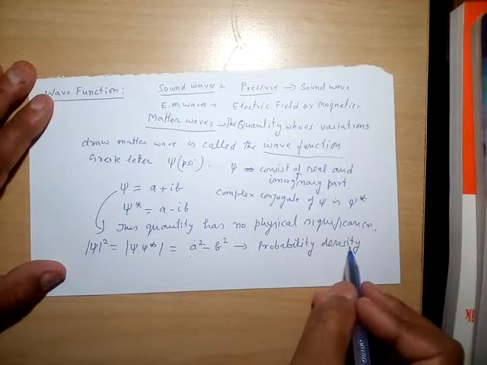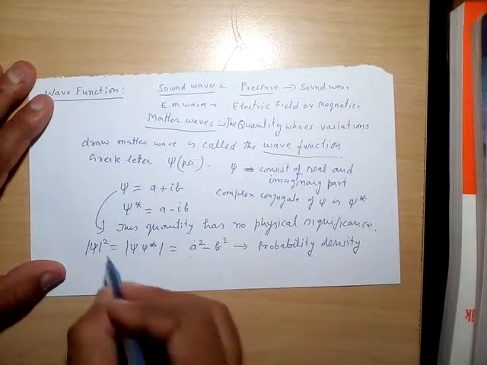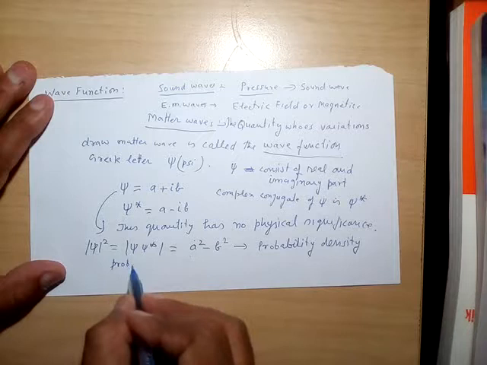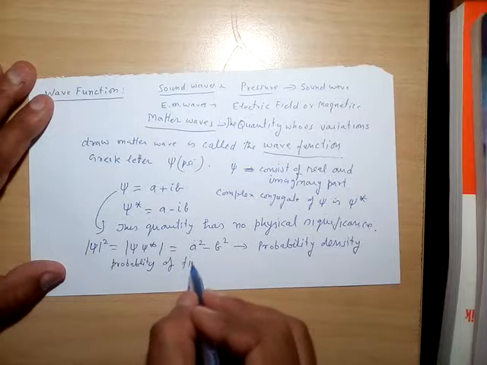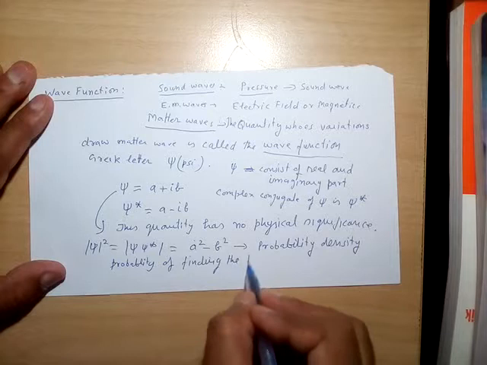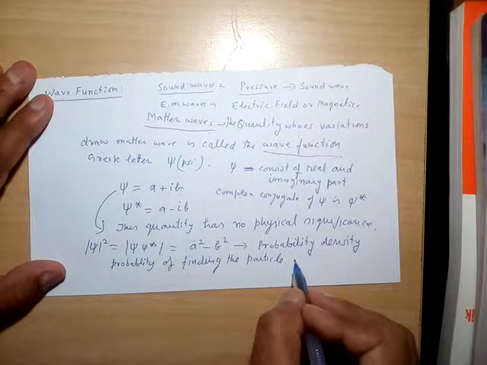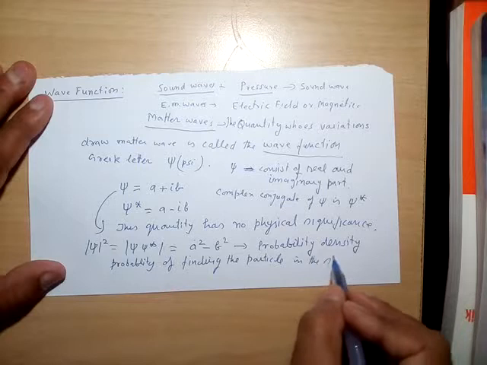And this quantity psi square represents the probability of finding the particle in space at that time.